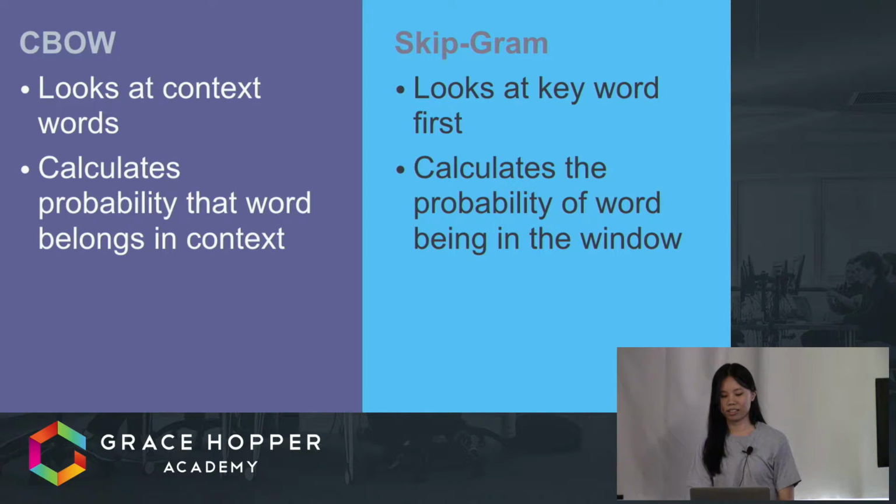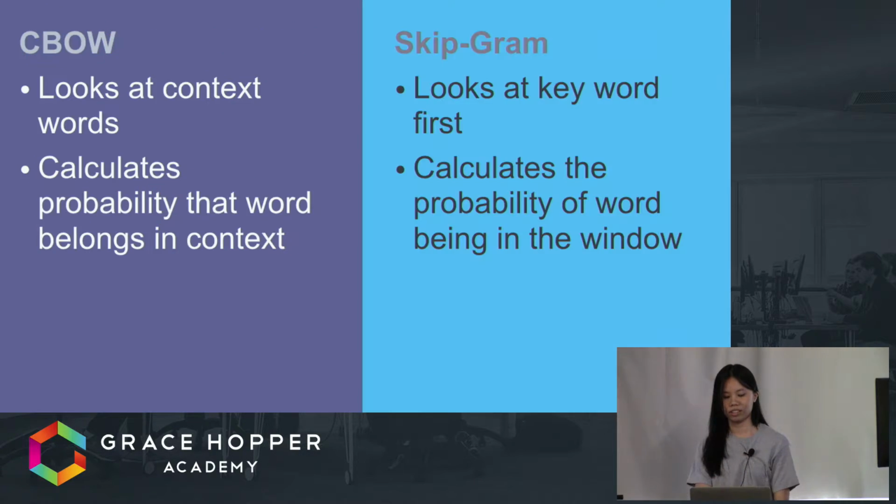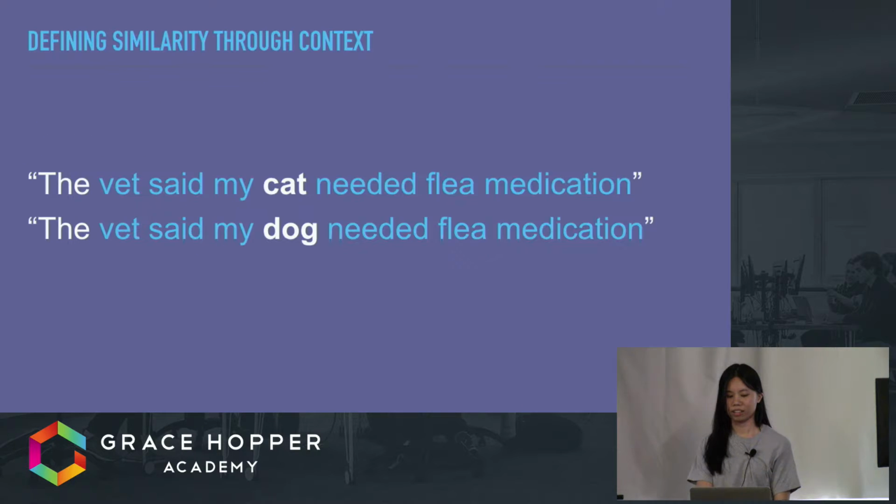It does this through two different algorithms, which are the two sides of the same coin. CBOW, which means continuous bag of words, looks at the context words and tries to fill in cat or dog. Skipgram looks at cat or dog and then guesses probabilities for all the other words if they would belong in this window.